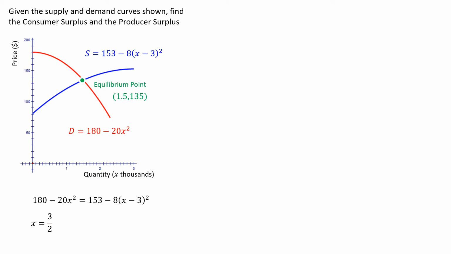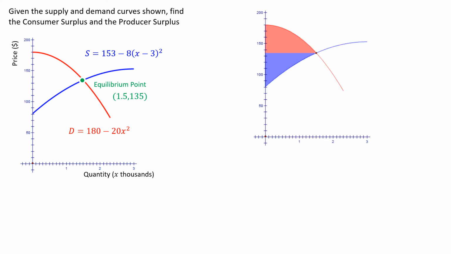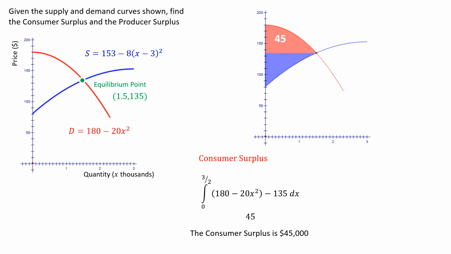So now that we've found the equilibrium point, we can as usual find the surpluses by finding these areas, which we can set up this way. It's worth noting that the 45 answer that we got is actually 45,000 because our x-axis is measured in thousands.